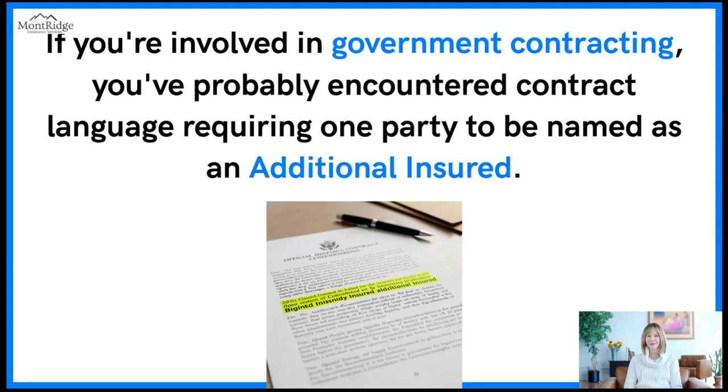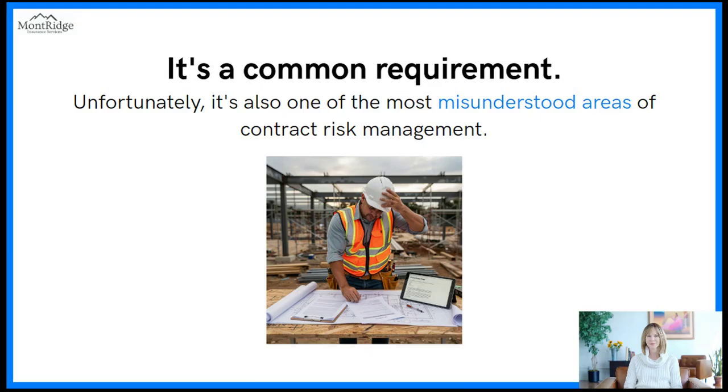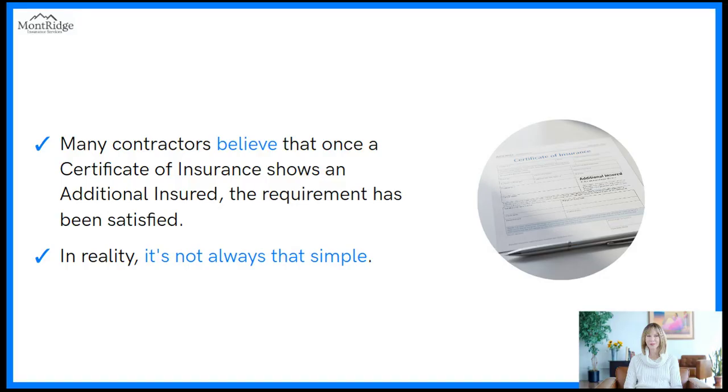If you're involved in government contracting, you've probably encountered contract language requiring one party to be named as an additional insured. It's a common requirement. Unfortunately, it's also one of the most misunderstood areas of contract risk management. Many contractors believe that once a certificate of insurance shows an additional insured, the requirement has been satisfied. In reality, it's not always that simple.